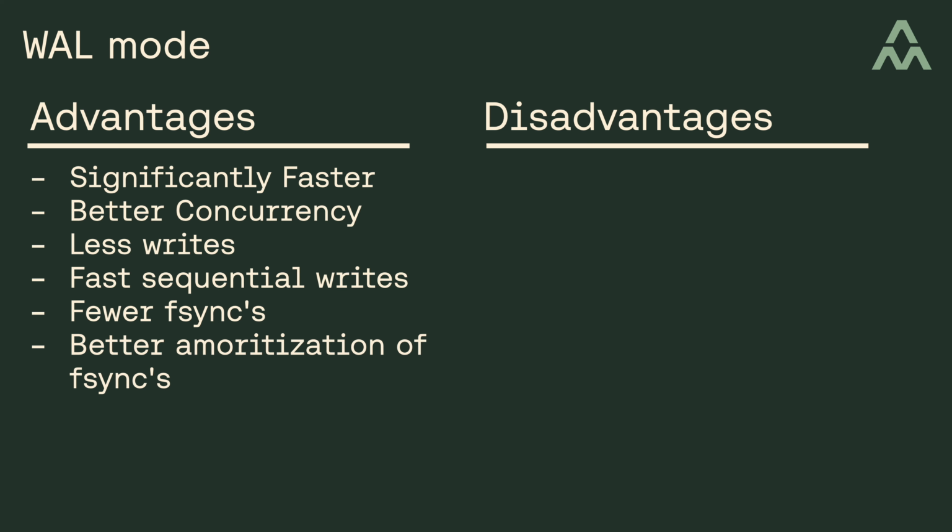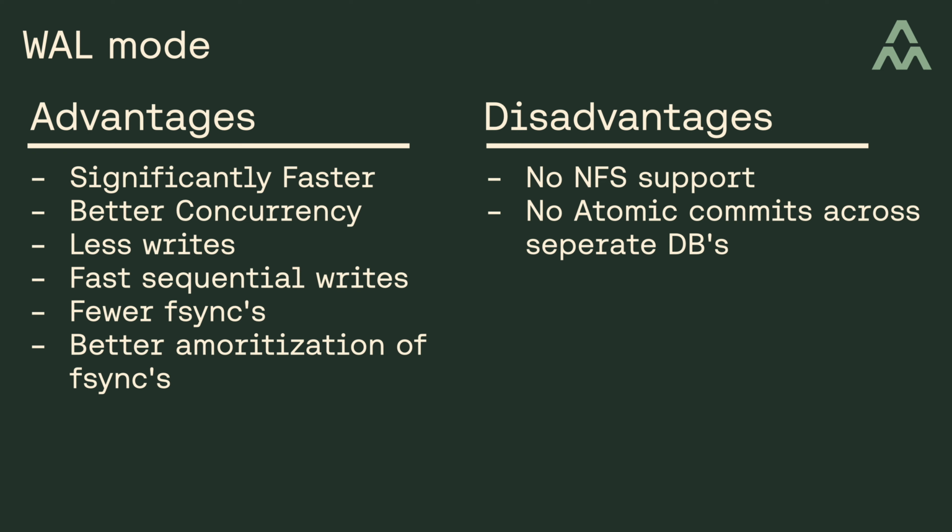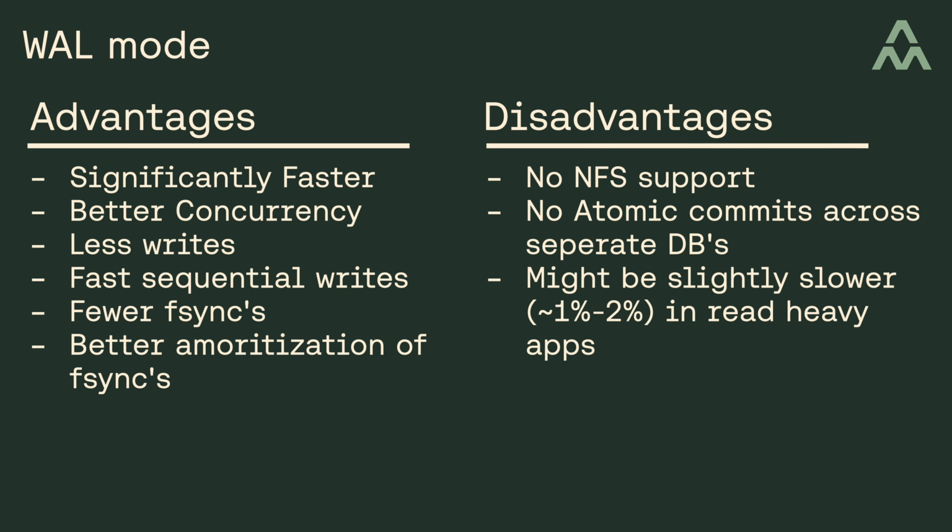There are a few disadvantages to WAL mode as well, such as WAL mode doesn't work over network file systems, it doesn't offer atomic commit across multiple separate database files, and WAL mode might be slightly slower in applications that do mostly reads and very occasional writes. So which mode should you use? Well, it depends on your situation. You'll have to weigh the pros and cons, but for most scenarios, you should strongly consider using WAL mode.